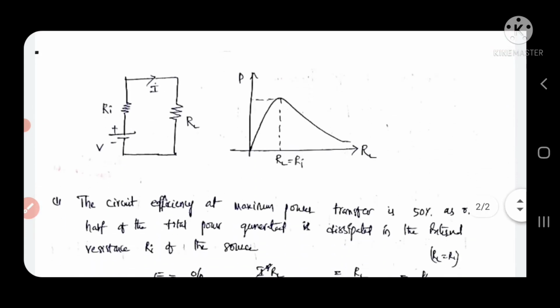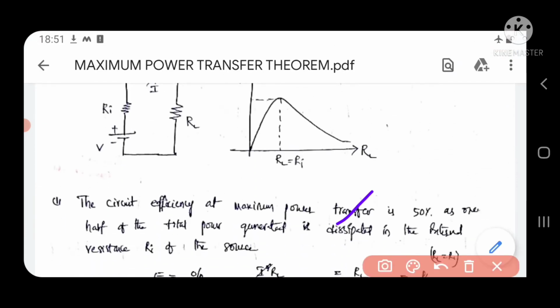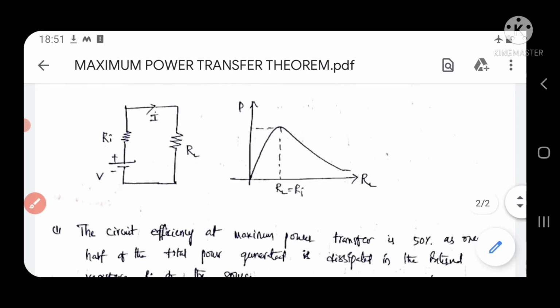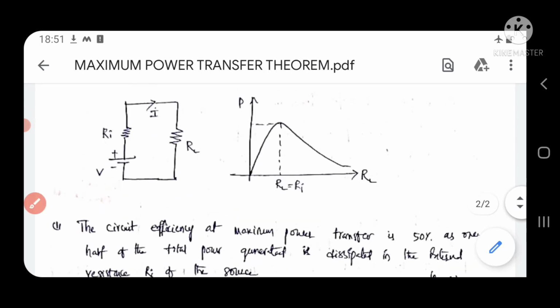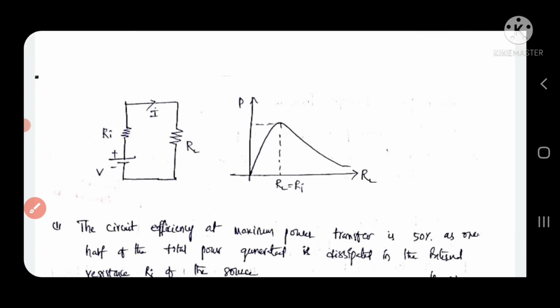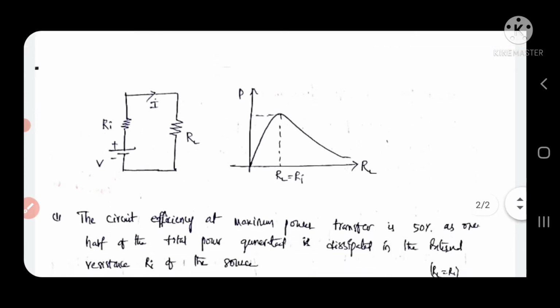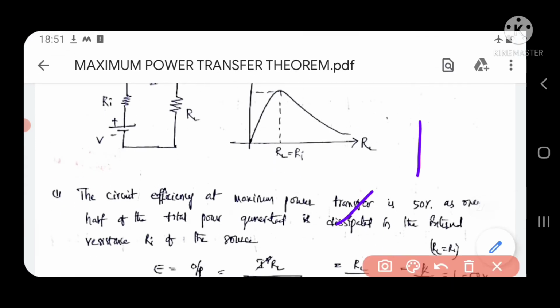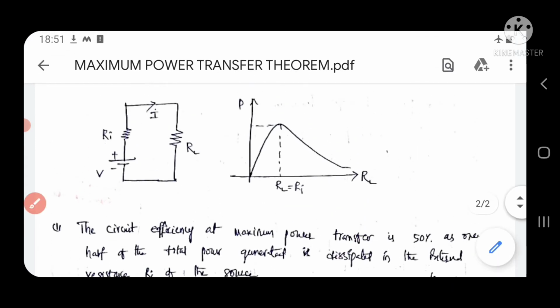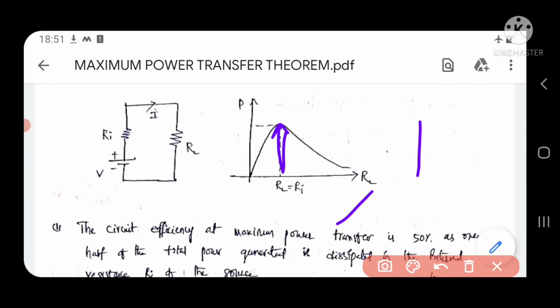So this is a graphical representation here. That is nothing but the circuit diagram. Here V is the voltage source, Ri is the internal resistance, I is the current passing through the circuit, and RL is the load resistance value. This is a graphical representation of power versus RL. Whenever the load resistance value RL is exactly equal to the source resistance, it reaches the maximum value, that means the maximum power is transferred here only, that means RL is equal to Ri condition only.